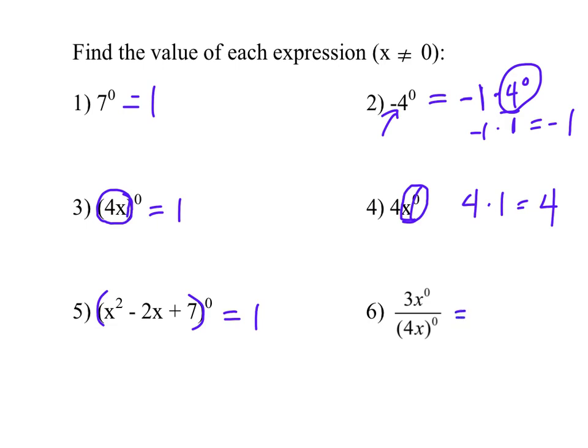So the bottom one is easy. We just did that one. 4x to the 0 power, that's 1 on the bottom. But 3x to the 0 power, there's no parentheses there, so only x is being raised to the 0 power, not the 3. So that's 3 over 1, or 3.